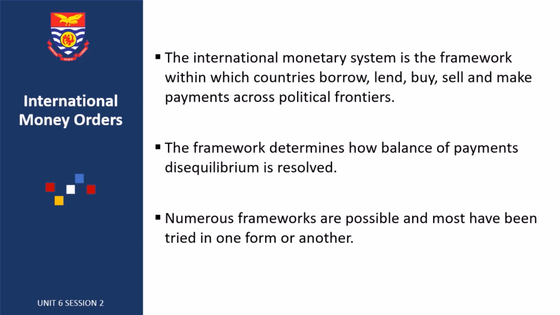So the international monetary system is a framework within which countries borrow, lend, buy, sell, and make payments across political frontiers. We just see that the world is in debt of, let's say, $35 billion or $1 trillion. But who does the world actually owe? That is what I was saying earlier. The framework determines how balance of payments disequilibriums are resolved, and numerous frameworks are possible, and most have been tried in one form or the other.